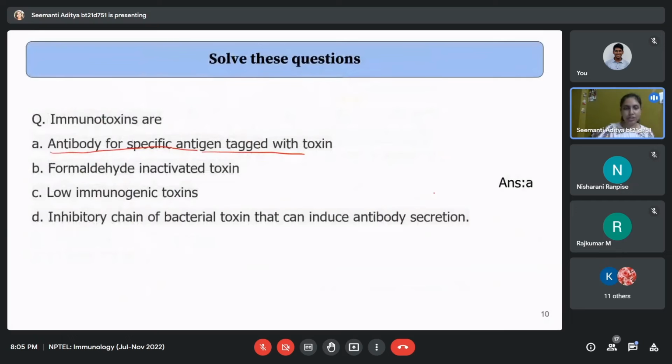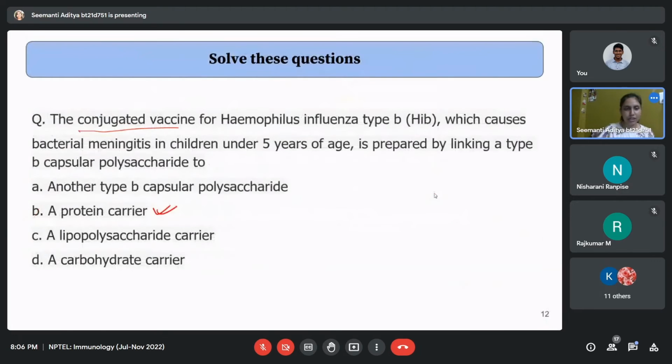So the answer is not lipopolysaccharide carrier. The carrier here is the protein only, because the protein is carrying the polysaccharide inside the cell, where the polysaccharide is getting processed and presented. A capsular polysaccharide will not be conjugated to another capsular polysaccharide. That is wrong. Lipopolysaccharide carrier, no. A polysaccharide needs to be carried by a protein only, not a polysaccharide carrier. So this is wrong, and a carbohydrate carrier is also not correct.